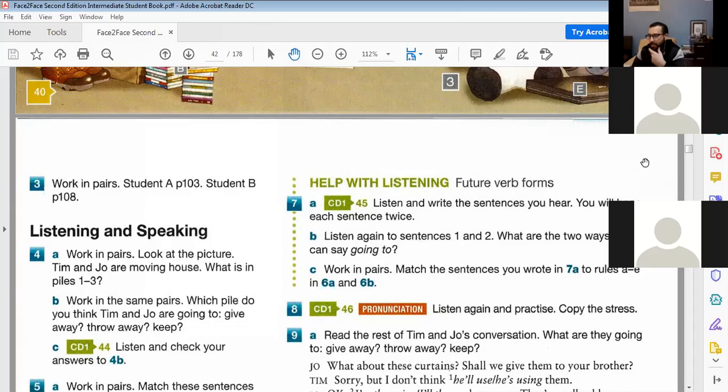It's going to rain in a few minutes. In a few minutes. What did you write, Sana? In a few minutes or for a few minutes? For a few minutes, I don't know. Okay. It's going to rain for a few minutes. Okay. And number three, what did you write?